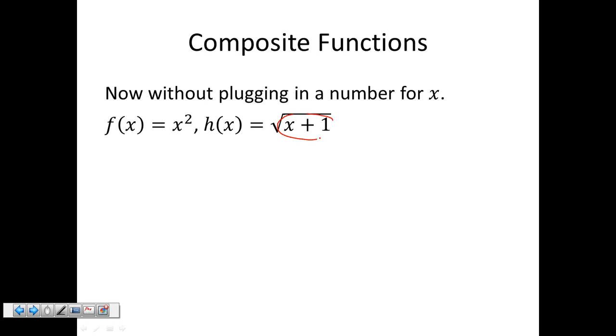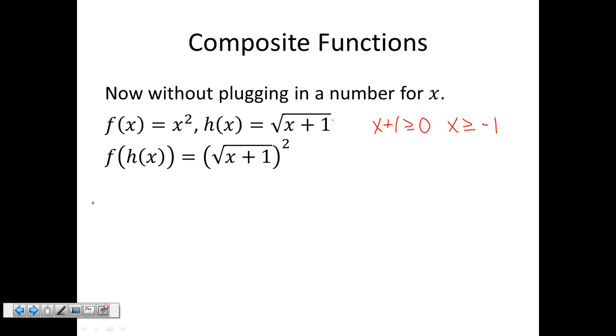This x plus 1 has to be greater than or equal to 0, which means that x has to be greater than or equal to negative 1. If I try to plug negative 2 into this, the square root of a negative number, we don't really want to deal with that. So the domain for this one is a bit limited, and we have to remember that. Okay, we're about to build a composite function, and anything we build off of f of x or h of x kind of brings along these domain limitations.